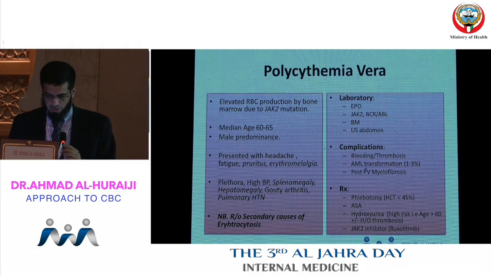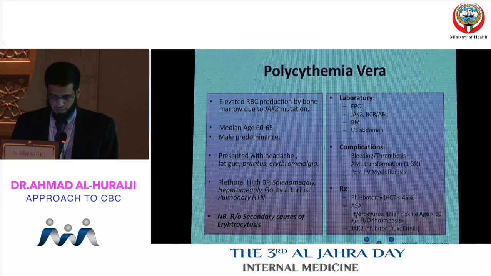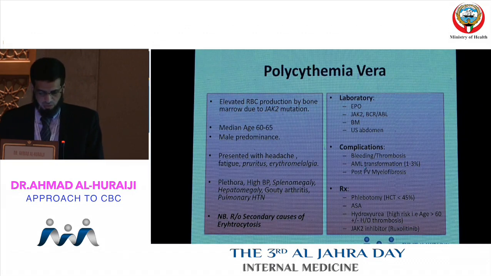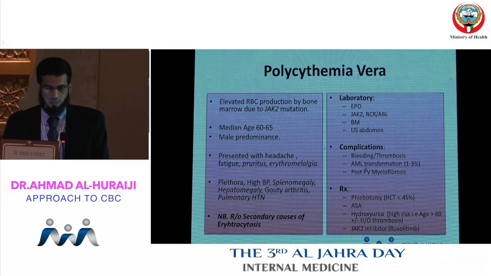So polycythemia vera is an increase of hemoglobin due to a JAK2 mutation in the hematopoietic stem cell, with a male predominance at the median age of 60 to 65. Usually they present with headache, fatigue, pruritus. They usually have high blood pressure, splenomegaly, and pulmonary hypertension. They tend to get gouty arthritis in between.